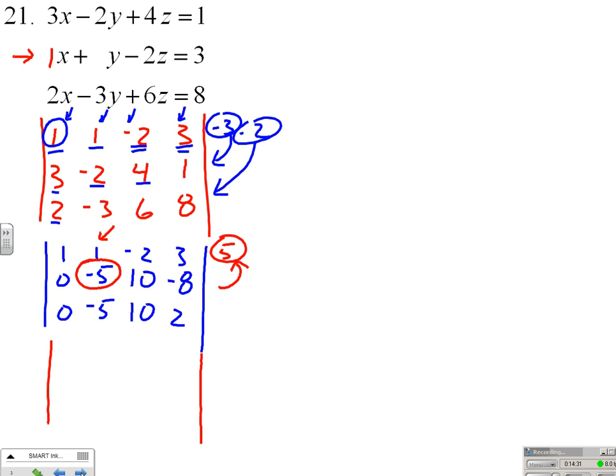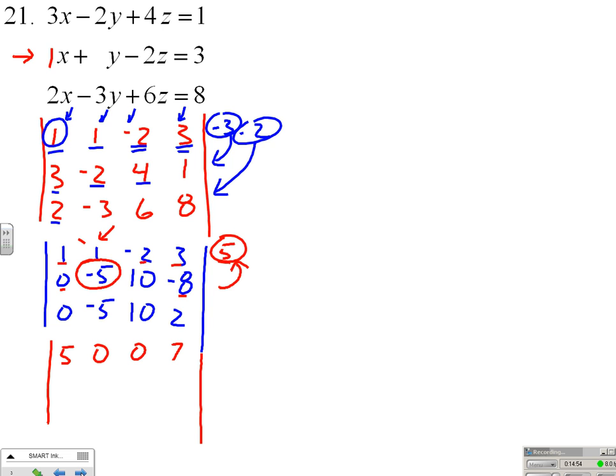So I get in row 1, 1 times 5, 5, plus 0, 5. I get 5 plus negative 5, 0. That's why we're doing it. I get negative 10 plus 10. That's a bonus 0. I get 15 plus negative 8.